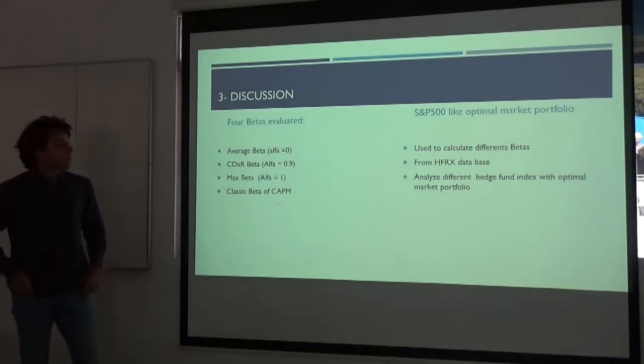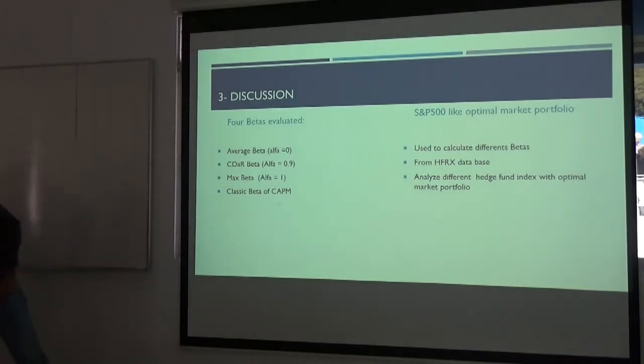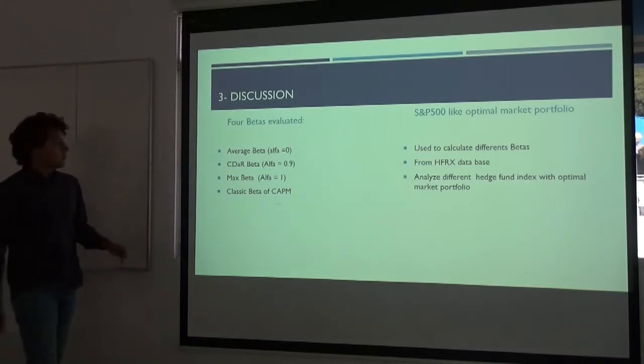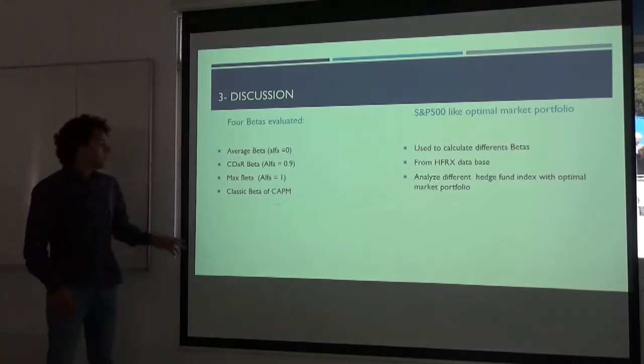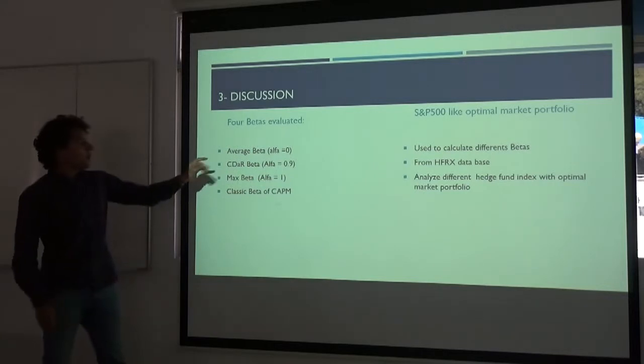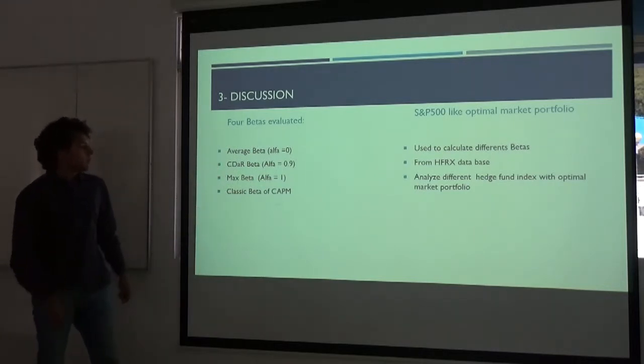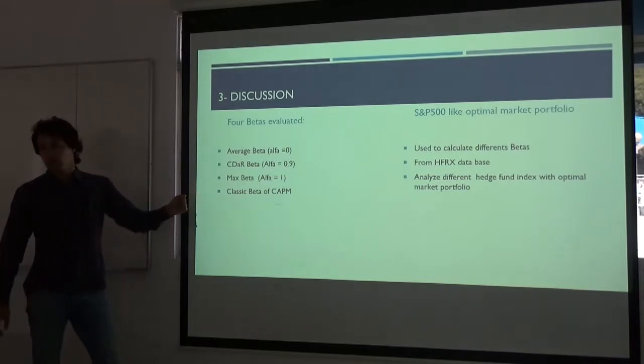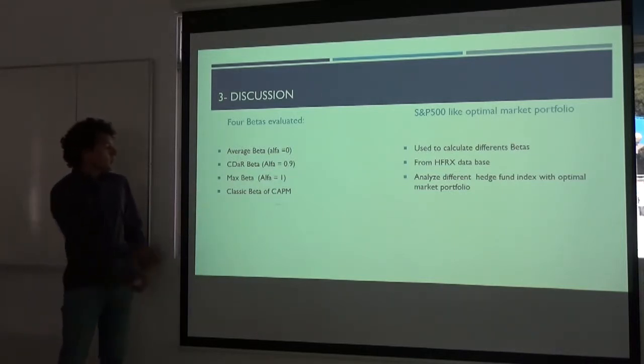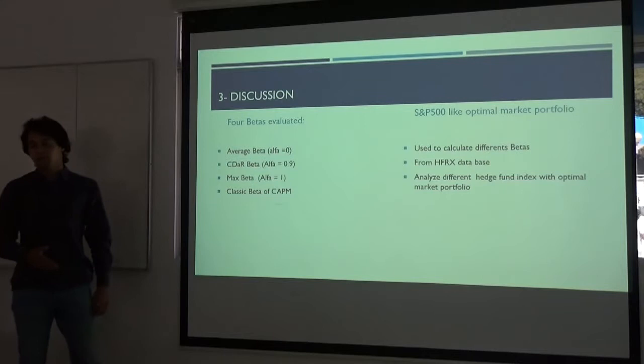Different scenarios, according to the risk level, where we have here the four betas: average beta with alpha equal 0, CDR beta with alpha equal 0.9, and max beta with an alpha equal 1. And the classic beta of CAPM, that is the standard beta.